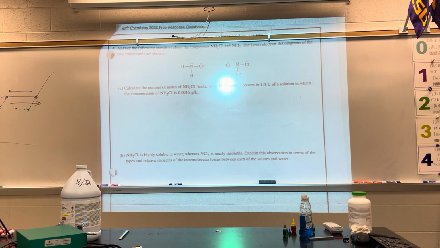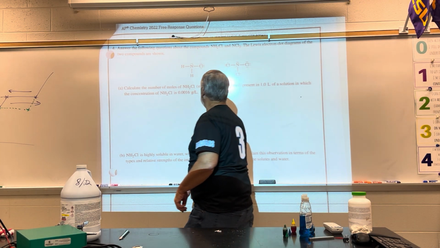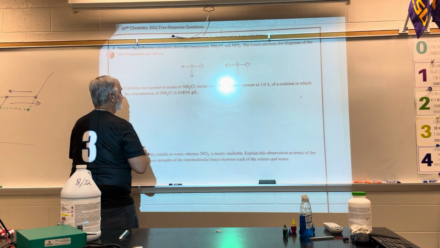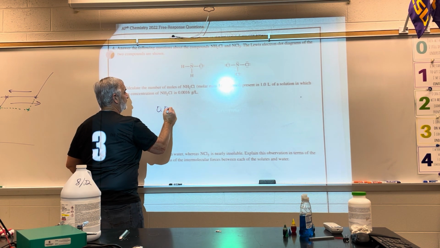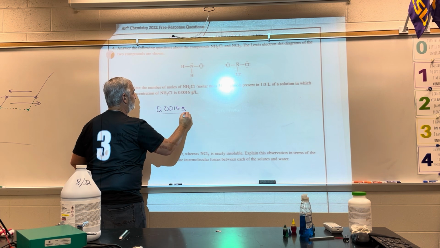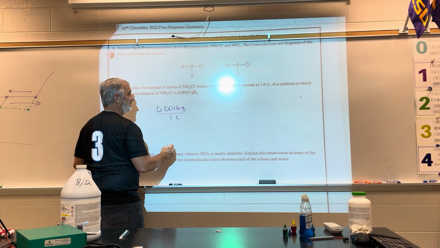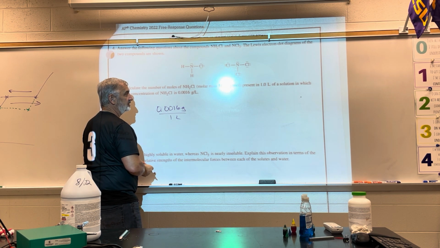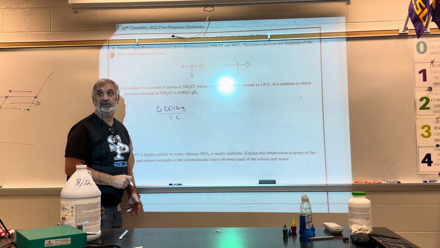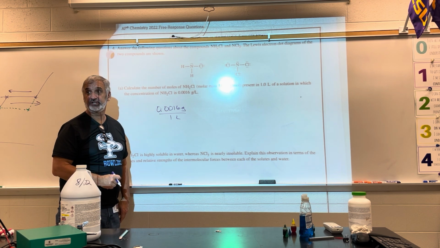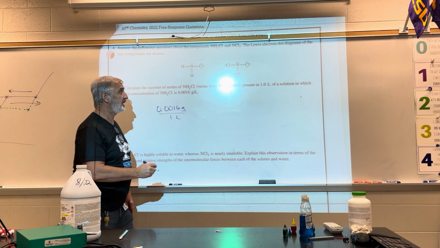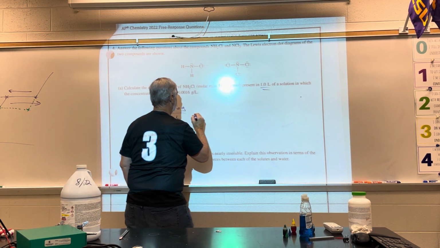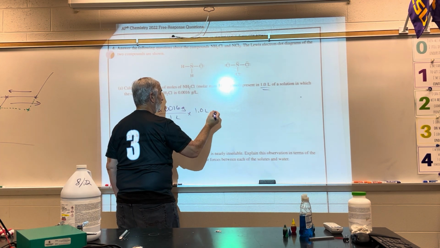Okay, now A, I'm not sure how much easier A can get. You have 0.0016 grams over 1 liter. How much do you have? What are they asking for? Moles. And how much? 1 liter. So it's going to be times 1 liter, which you don't really have to do.